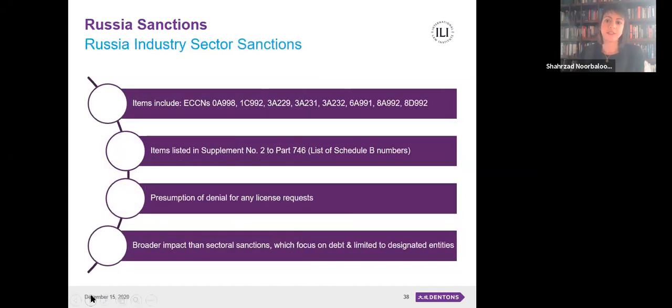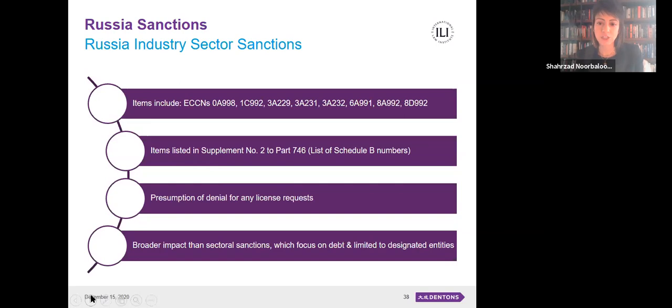Under the Russia industry sector sanctions, specific licensing requirements apply to exports of certain U.S. origin goods to Russia, where the person conducting the export knows that the U.S. origin items, software and or technology will be used directly or indirectly in exploration for or production of oil or gas in Russian deep water or Arctic offshore locations or shale formations, or where the person conducting the export is unable to determine whether the item will be used in these projects.